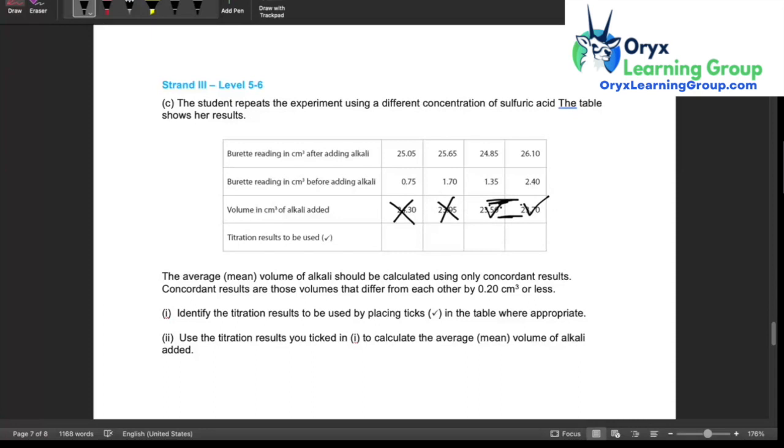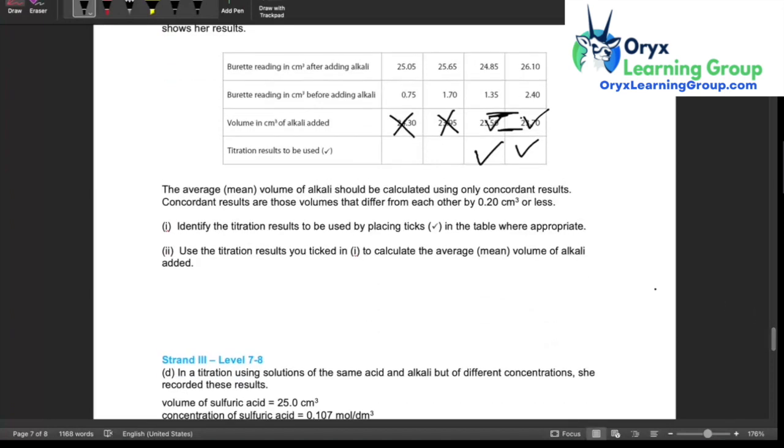Don't lose these marks. What you have to do is put the titration results to be used. You have to put just a tick mark here. Then the next question is: use the titration results you take to calculate the mean volume of alkali added. This is super simple again. These two numbers, add and divide by 2. So the answer will be 23.60.